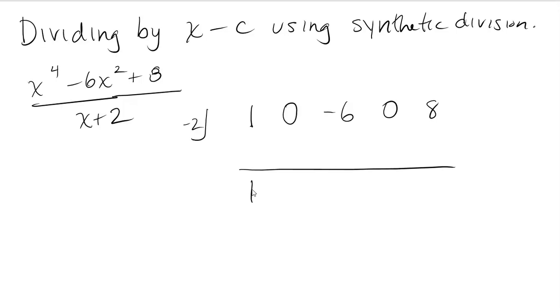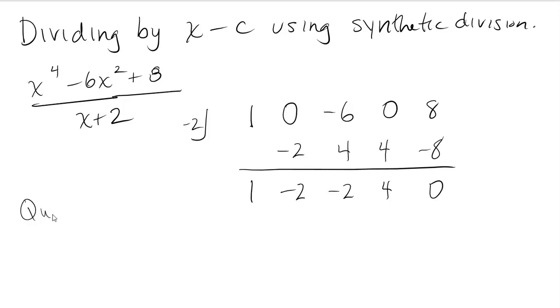I get to bring the first term down. Then I multiply. -2 times 1 is -2. I add. I multiply. I add. I multiply. I add. I multiply and I add, and hey, this came out to a remainder of 0. x plus 2 really is a factor of that polynomial.